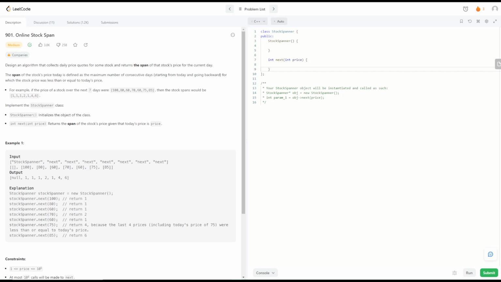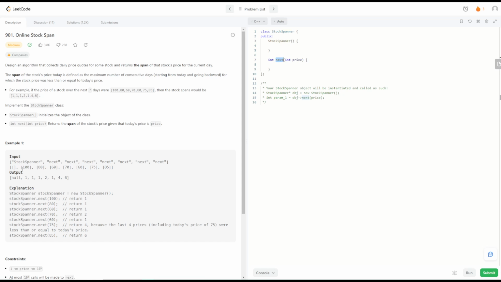You're given a class StockSpanner and you're asked to design an algorithm to collect the daily prices and find the span of the stock. The span is defined such that if you start from today and go backward, what is the maximum number of consecutive days, again, consecutive days for which the stock price was less than or equal to today's price? So we're going to complete this next function here.